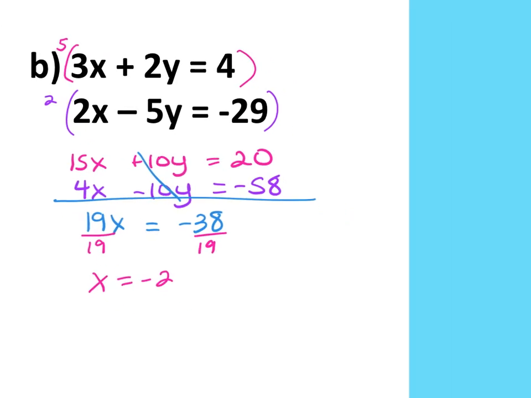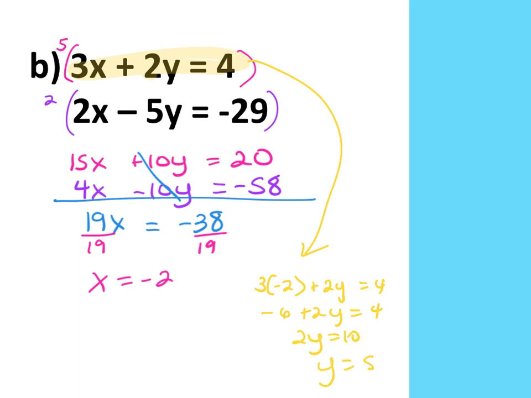Now I take that and I plug it back in, and again, it can go into either the originals or my changed one. I'm just going to grab the top one because 4 is smaller than 29. 3 times negative 2 plus 2y equals 4. Negative 6 plus 2y equals 4. 2y equals 10, and y equals 5.